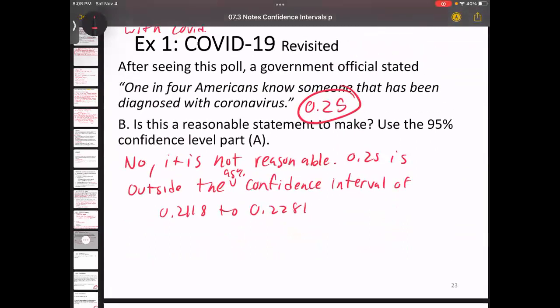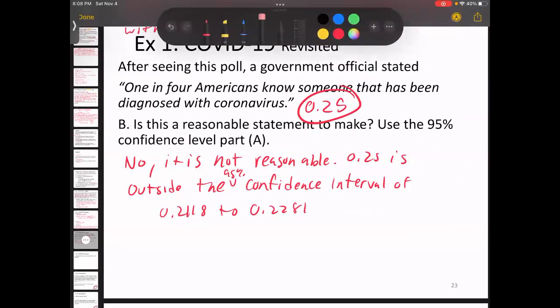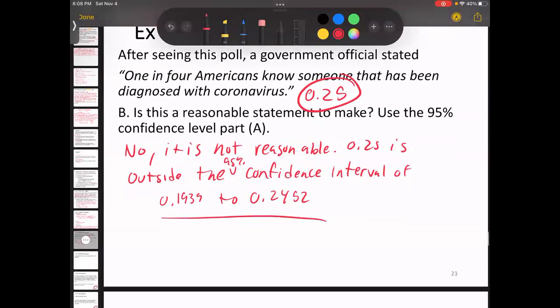Okay, so again, this doesn't change our conclusion because the interval still does not contain the value that we found, the 25%, right? Our range does not extend. The value is not inside 19.39% to 24.52%. Now, it is closer, but closer only counts in horseshoes. It doesn't matter here. Close doesn't count. So again, is it reasonable to make this assertion? No, because 25% is outside this confidence interval.